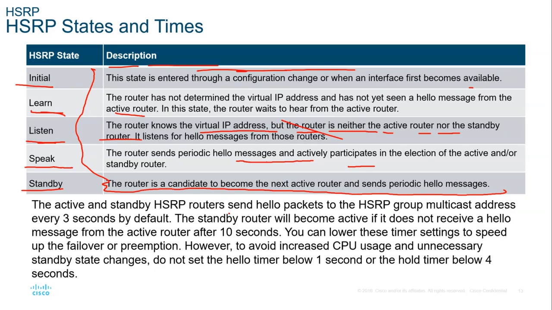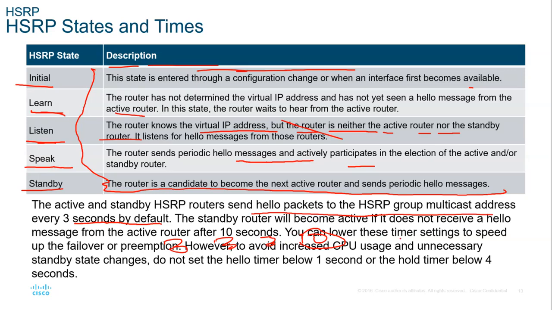The active and standby routers send hello packets to the HSRP group multicast address every 3 seconds by default. So every 3 seconds by default, the message has to be sent. The standby router will become active if it does not receive hello messages from the active router after 10 seconds. So it has to wait 3 seconds, 3 seconds, 3 seconds, then on the 10th, automatically the standby router will assume the active role.